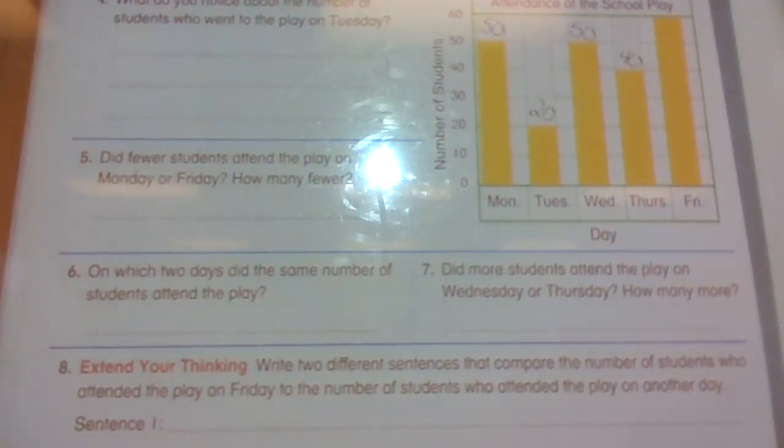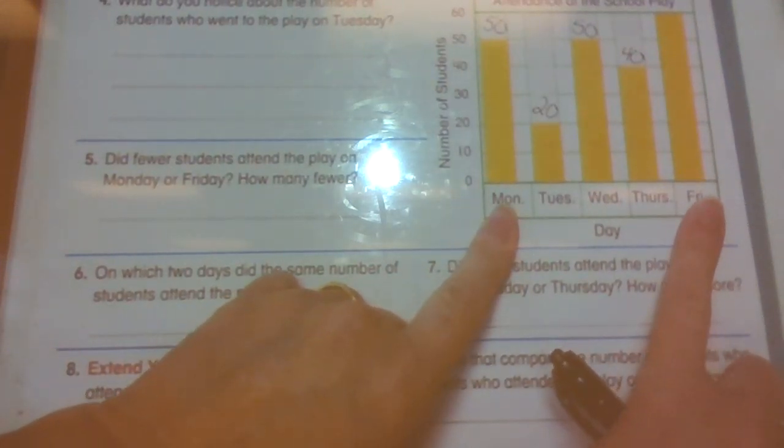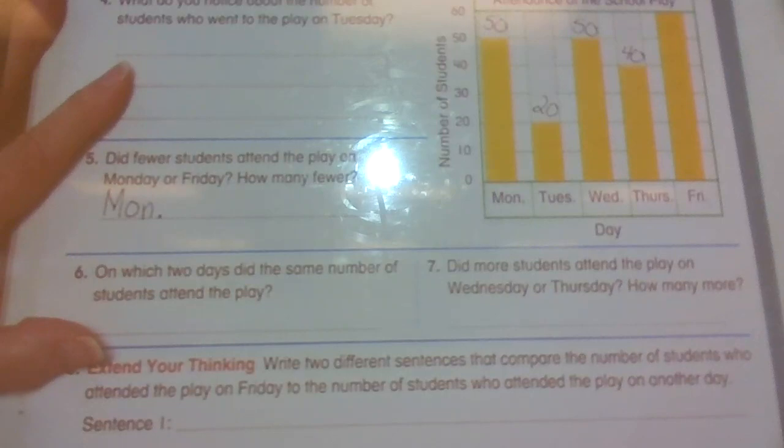All right, let's go down and look at number 5. I'm going to raise this up a little bit. Did fewer students attend the play on Monday or Friday? All right, let's answer that first question. Here's Monday. Here's Friday. Which one is fewer? That means less. Okay, 50 is fewer than 60, so it would be Monday. All right, let's write the abbreviation for Monday, M-O-N period. Okay, Monday is a proper noun, so it begins with a capital M.